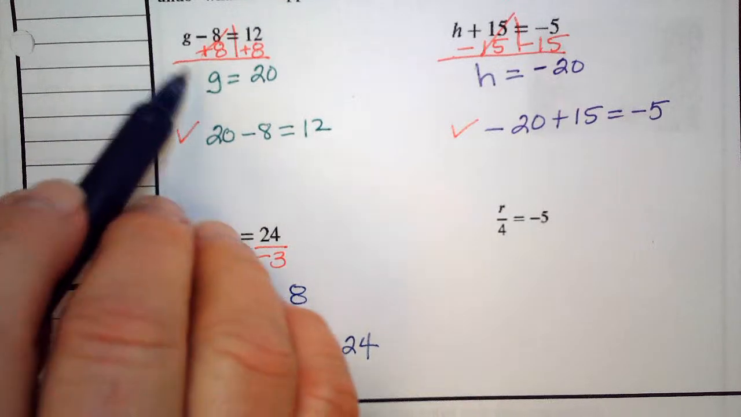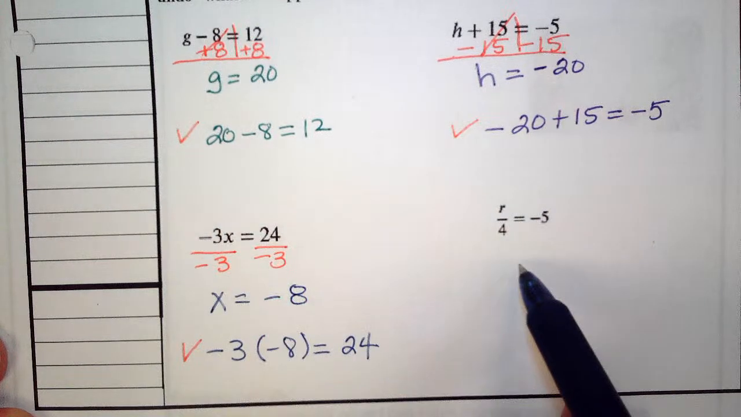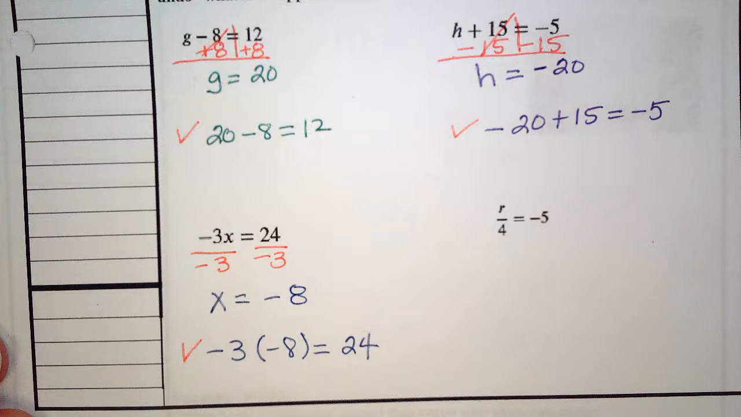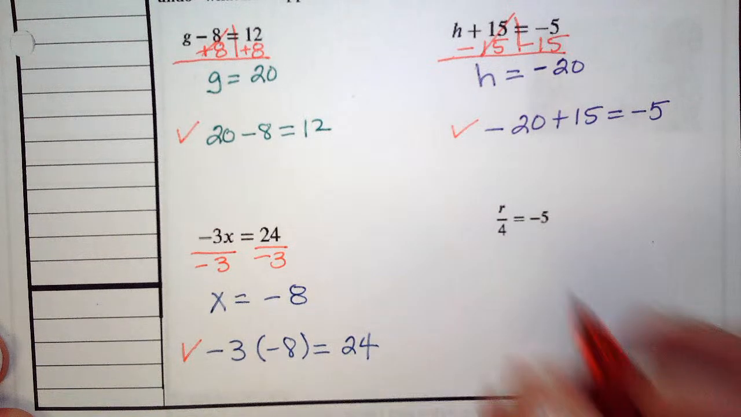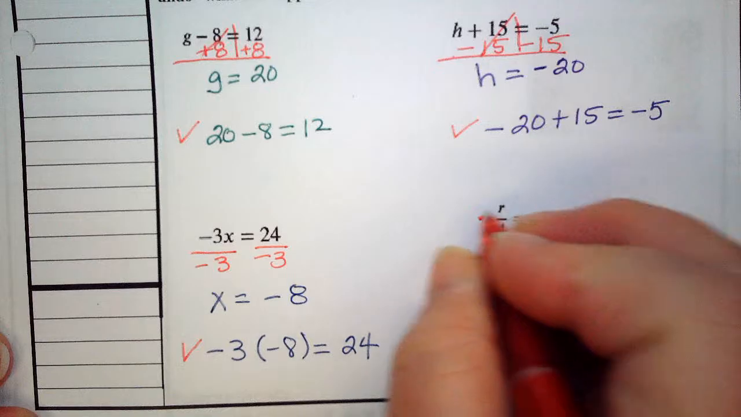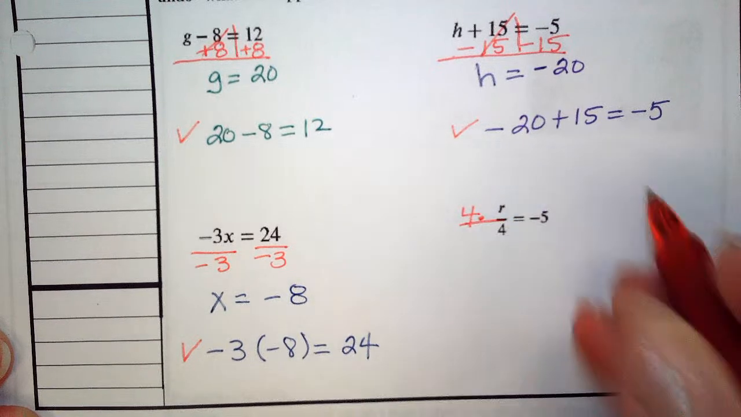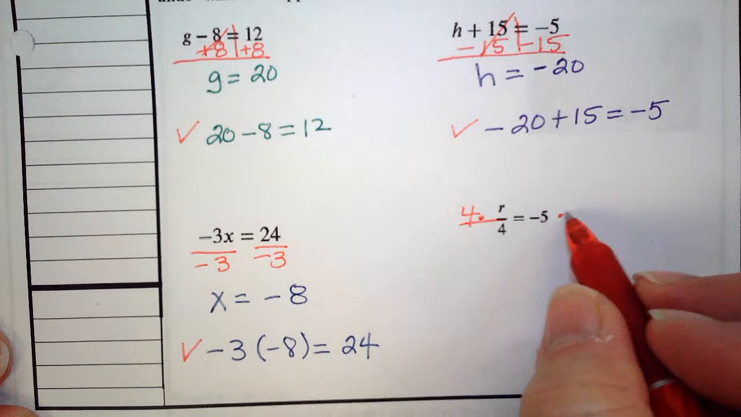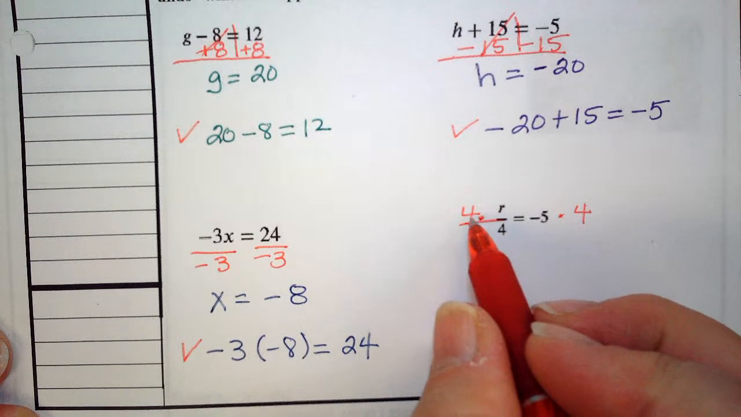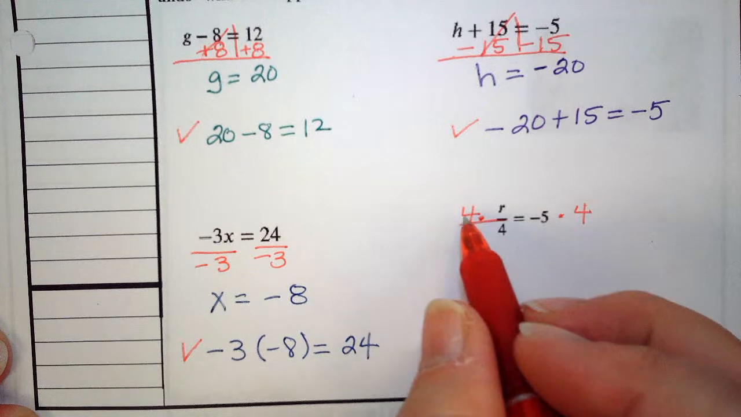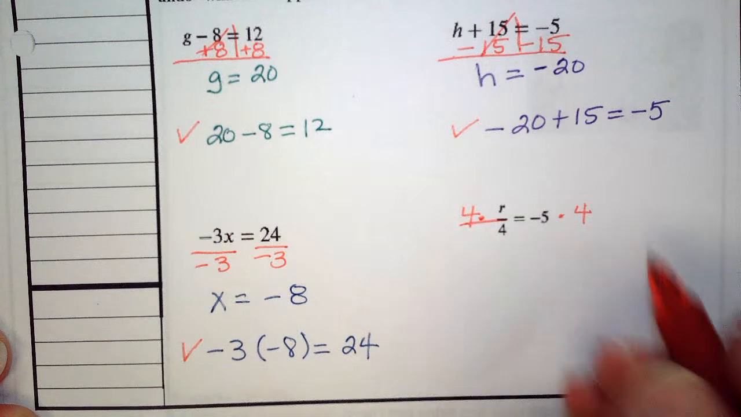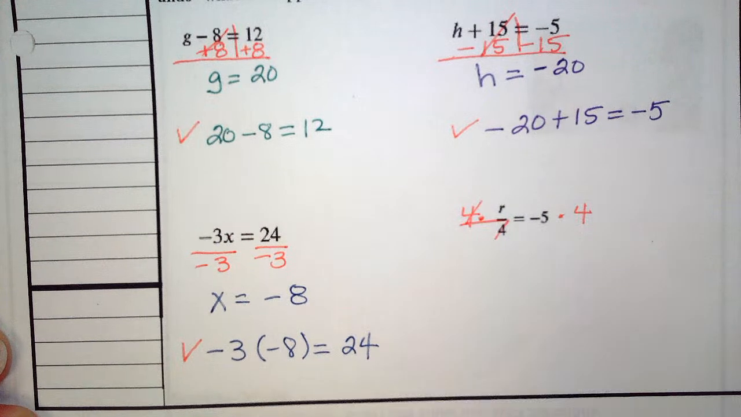So we've had subtraction, addition, multiplication, and now we're dividing. What is the opposite of dividing? Multiplication. So if you're looking at this, I've got a 4 and I'm dividing by 4. 4 divided by 4 is 1. That eliminates. 1 times r gives me r back.